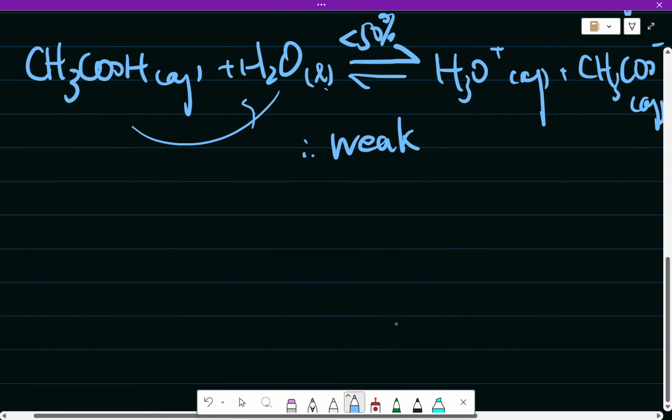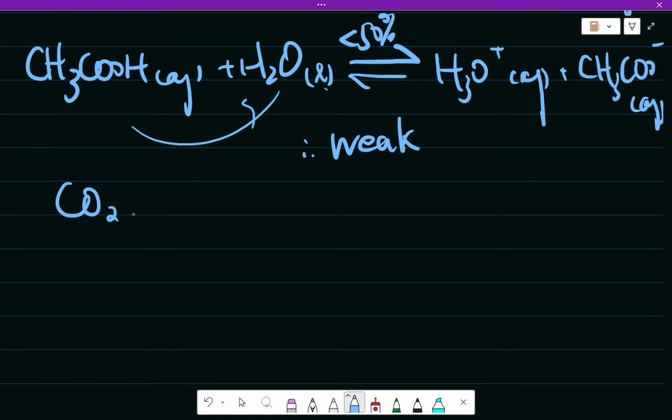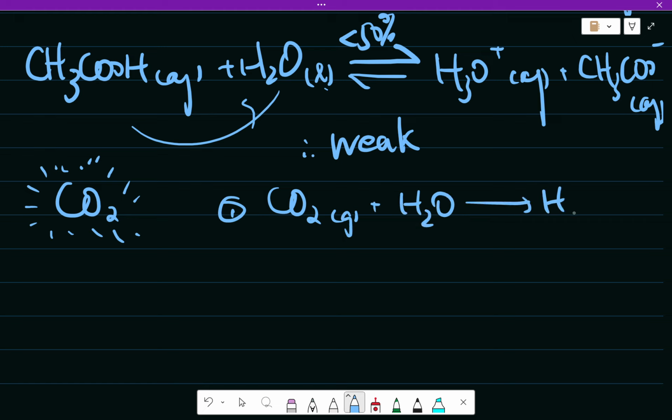Now, we will try to use a hydrolysis equation to explain why carbon dioxide, for instance, is an acid. So there are generally two steps associated with this. The first step is that carbon dioxide will react with water to produce hydrogen carbonate. And then this hydrogen carbonate will react with water again, which is the actual hydrolysis equation.